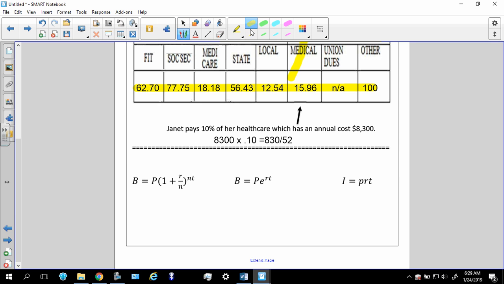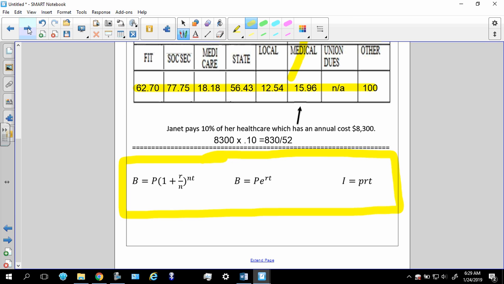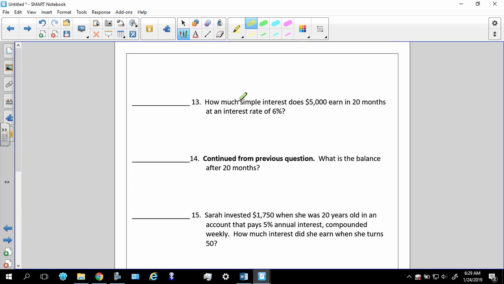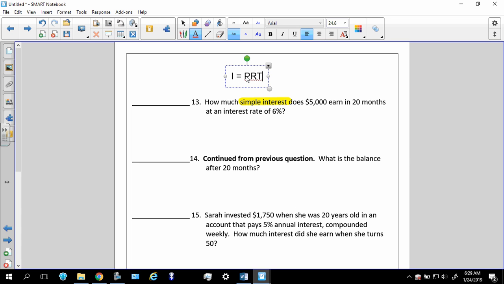All right. Looking at a whole bunch of formulas here. I'm going to need those formulas. So let's answer some questions. Oh, here we go. How much simple interest? All right. So simple interest, I already know I'm going to be dealing with I equals PRT formula. Okay. That's what I'm going for.